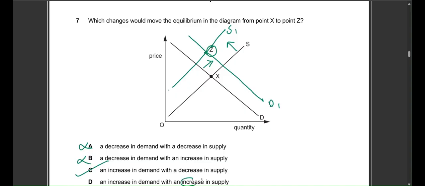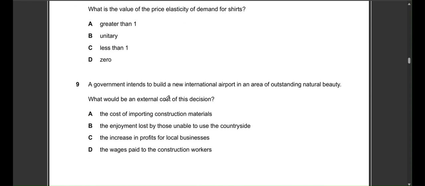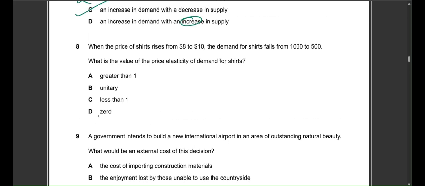Because of this word, this becomes an incorrect option. Because supply is increasing, your new equilibrium would be over here. So hence D is not the right option. Alright, easy question. Next, let's see the next question, that is question number 8.